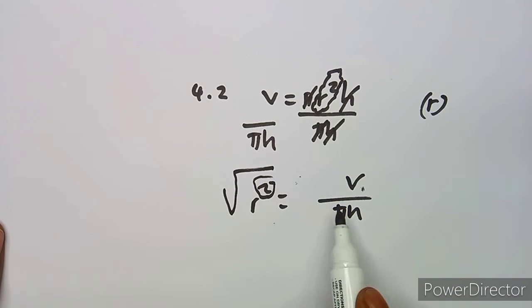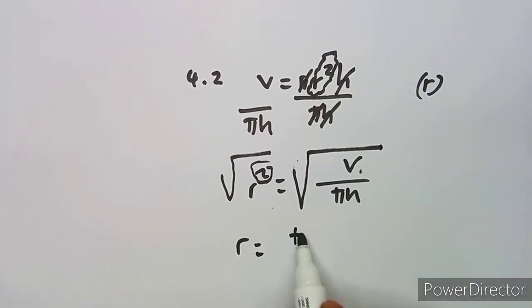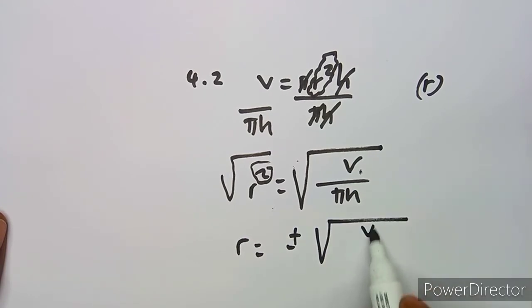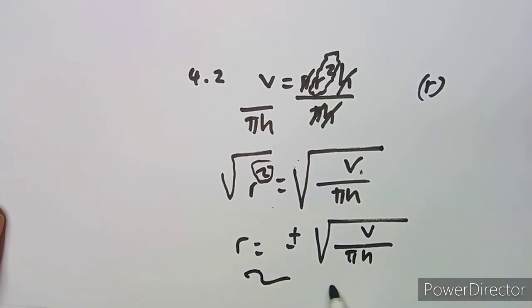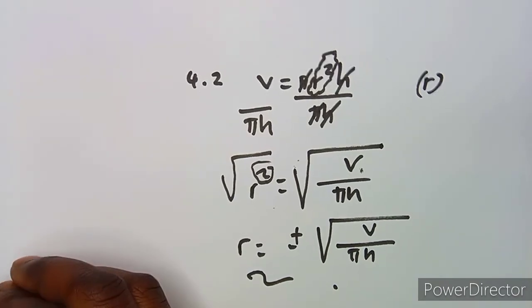So the opposite of square, we have to introduce the square root, and we actually know that the square root of any number is a plus or minus. So it's going to be plus or minus the square root of v over pi h, just like that, guys.